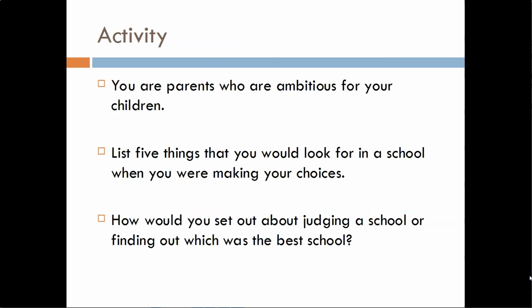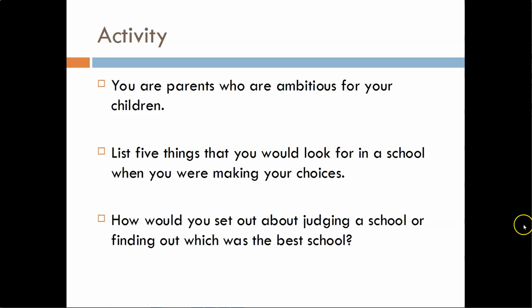Imagine then that you're parents and you're ambitious for your children. You want them to go to a good school and do well. So I want you to pause this video in a second and list 5 things that you would look for in a school as you're thinking of making your choices for your child. How would you set about judging a school or finding out which was the best school? Okay, so 5 things that you would look for to work out which school is the best for your student. Write them down, pause it now, write them down, and unpause when you're done.